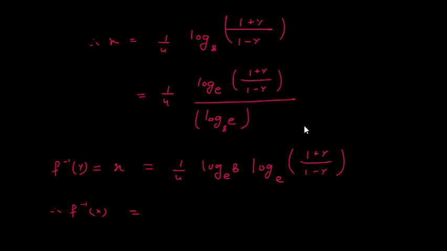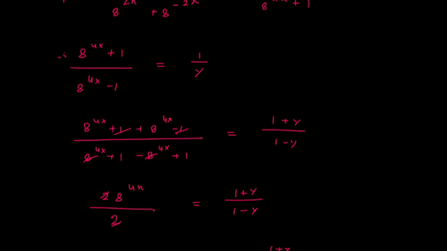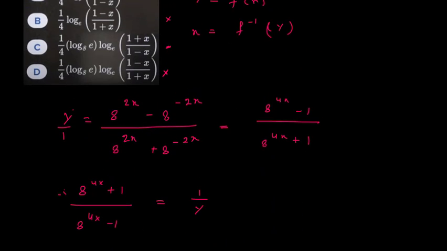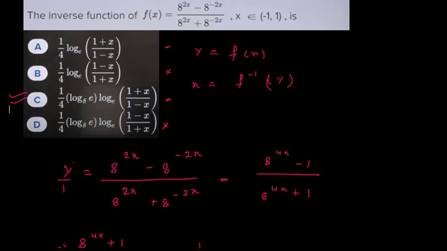f inverse of x will become 1 divided by 4 log 8 to the base e into log e into (1 plus y) upon (1 minus y). So here option C is matching with the answer which we got. So 1 divided by 4 log e to the base 8 into log e into (1 plus x) upon (1 minus x) is your answer.